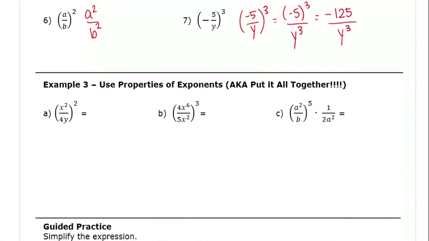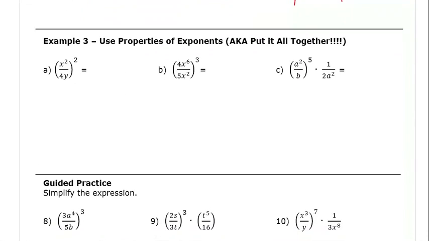Now example 3 is putting it all together. Okay, so we've already used some of our product properties, but now we're going to use kind of everything all at once. Okay, and you'll notice that there's going to be different ways of doing these. It's not always going to be done in the same order. It's really your preference. For some of them, I will try to give you 2 different ways of doing it, but it's really your preference of what you want to do.